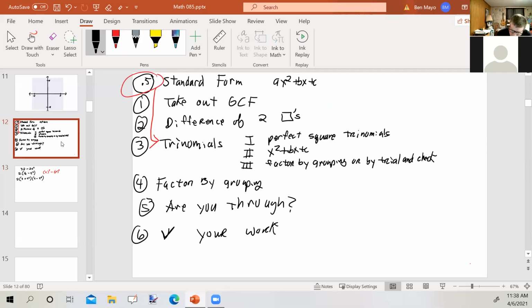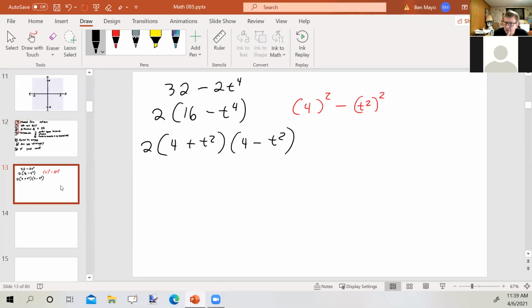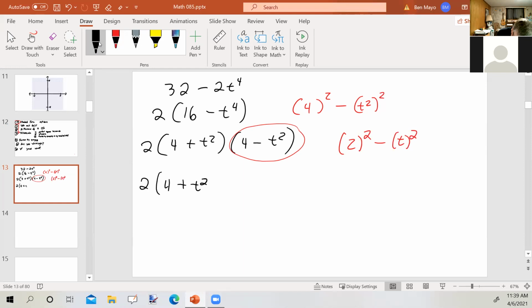Well, let's go back and look at this list here. So difference of 2 squares, factor. Oh, are you through? Are we through yet? No, we're not, because this is also the difference of 2 squares. That would be 2 squared minus t squared. So I've got 2 times 4 plus t squared. Now, what about 4 plus t squared? Remember, the sum of 2 squares doesn't factor nicely like the difference of 2 squares. And once any greatest common factor is removed, it doesn't factor further. But now I've got 2 plus t, 2 minus t.